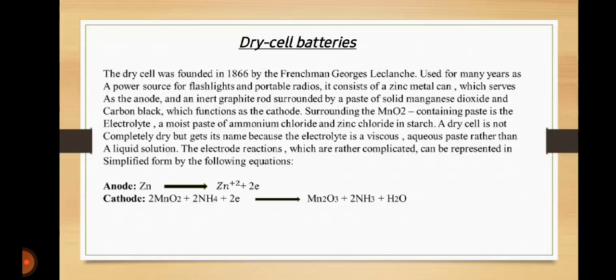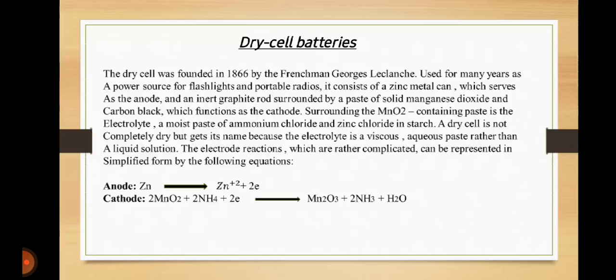Now coming towards dry cell batteries. The dry cell, invented in 1866 by the Frenchman Georges Leclanché, was used for many years as a power source for flashlights and portable radios. It consists of a zinc metal can which serves as the anode and an inert graphite rod surrounded by a paste of solid manganese dioxide and carbon black which functions as the cathode. Surrounding the manganese dioxide-containing paste is the electrolyte, a moist paste of ammonium chloride, zinc chloride and starch.